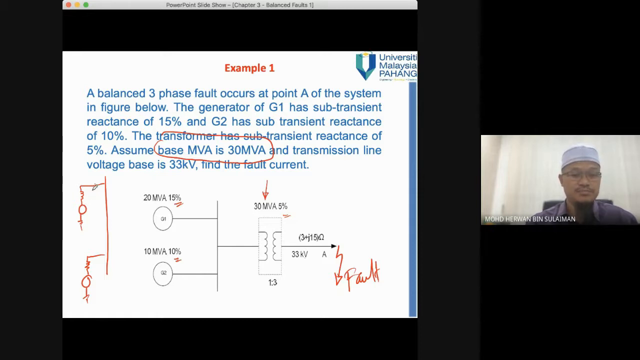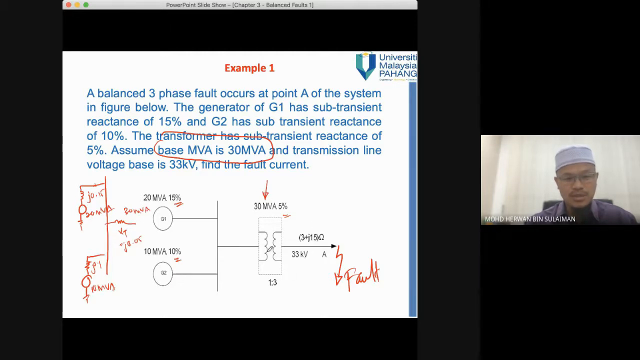So dia adalah J 0.15. This one J 0.1, but the base is different lah. The base is this one 20. This one is 10. Okay, and then transformer also we change to the impedance. Kita call it the impedance. So this one normally kita call it XT. XT equals to 5%, so meaning that J 0.05. But at 30 MVA.